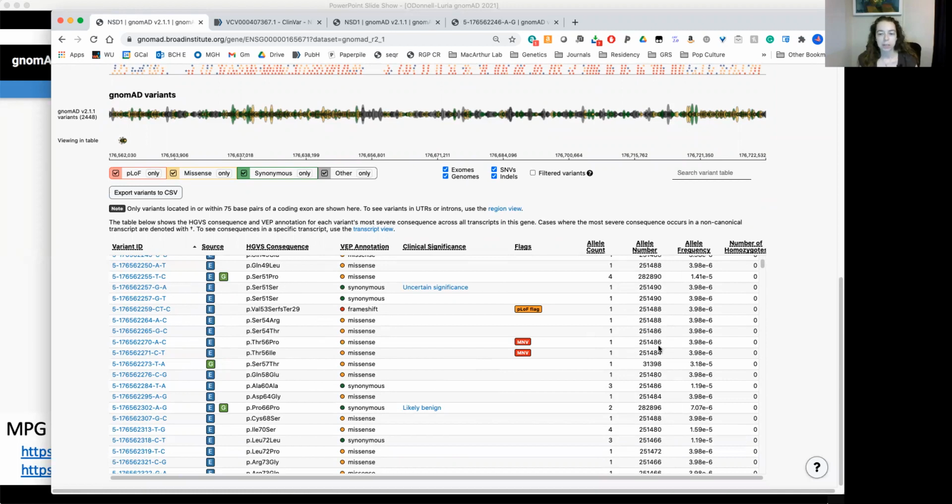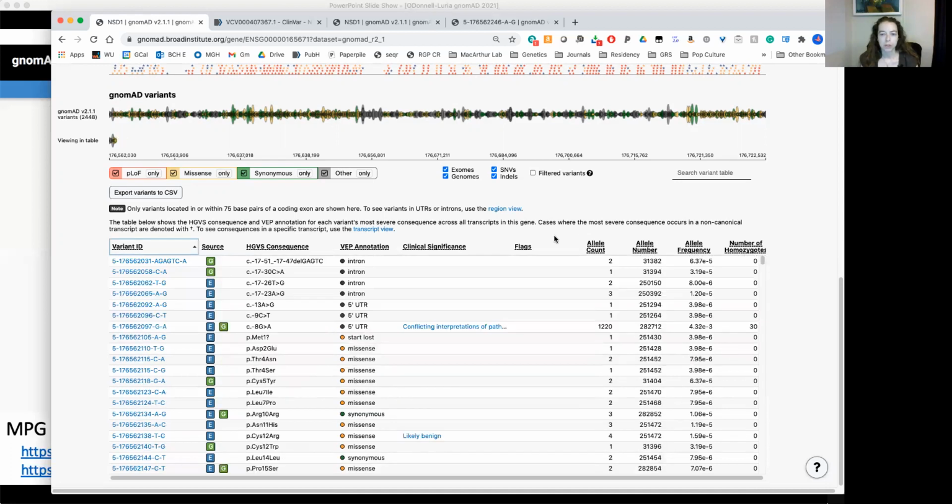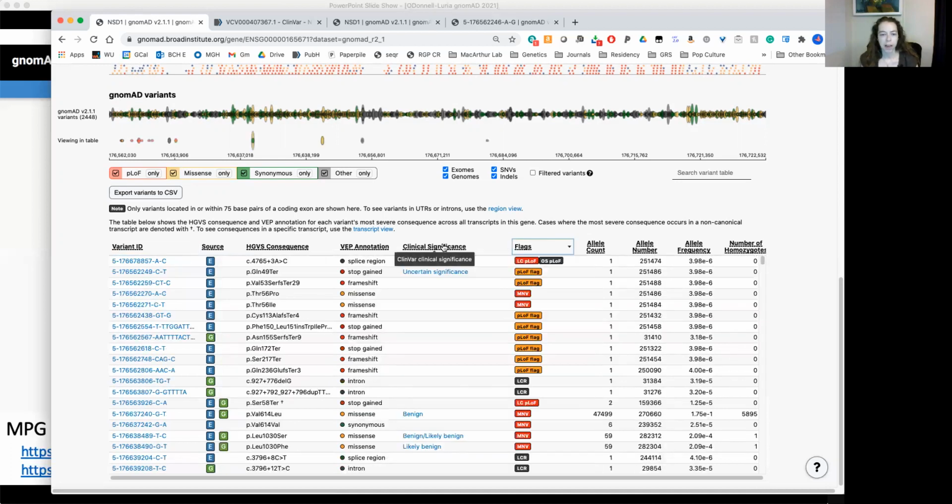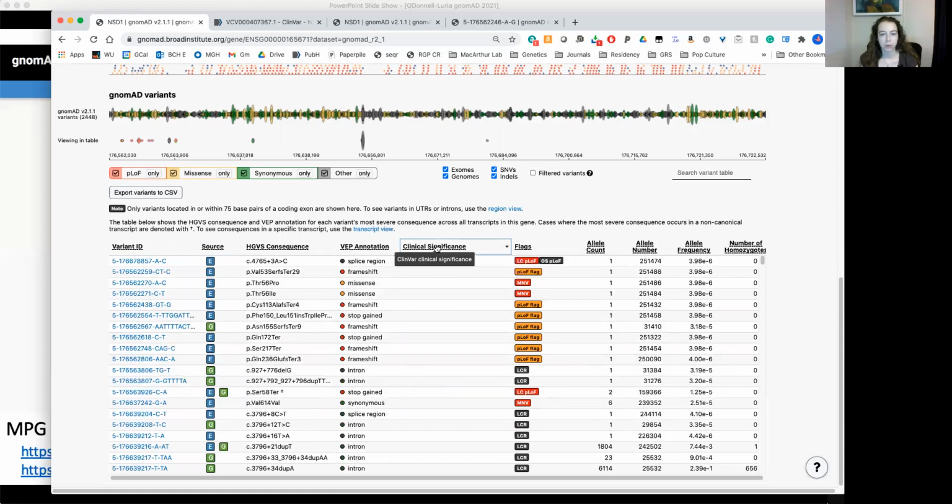The allele number is the number of chromosomes genotyped at this site, which is 2 times the number of individuals, unless we're talking about the X or Y chromosome. The allele frequency is the allele count divided by the allele number. And we also note the number of homozygotes here. If you want, you can sort by any of these columns. If you want to look at flags or clinical significance, it's all sortable.